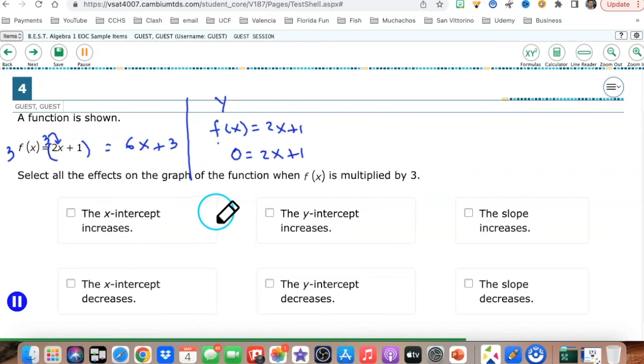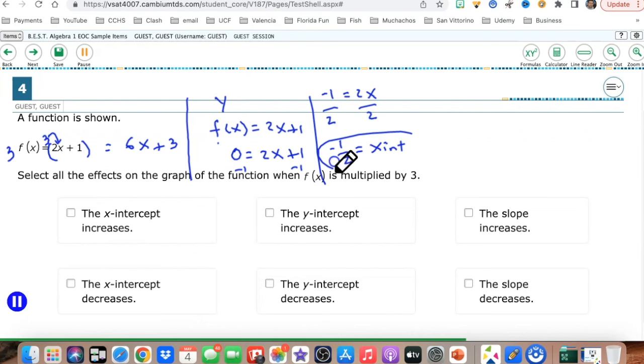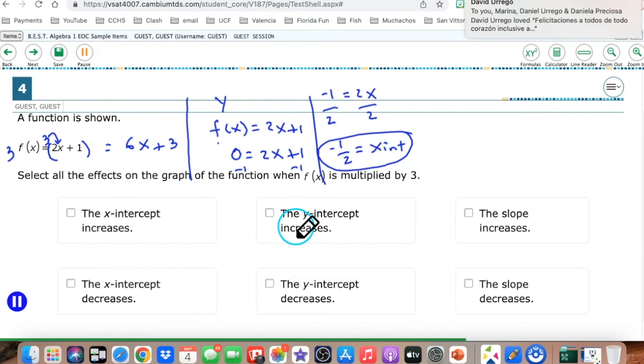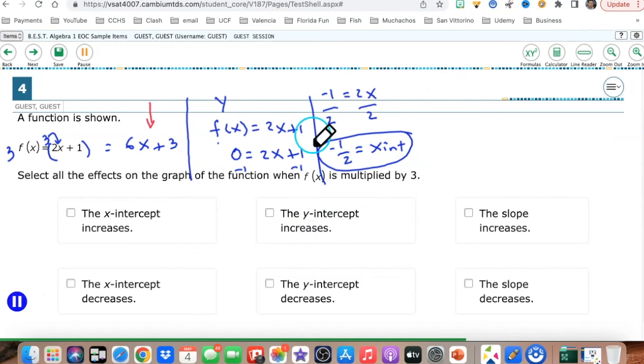From here, I need to find the value of x. Minus 1, minus 1. That means I have negative 1 equals 2x, divided by 2, divided by 2. And I'll get negative 1/2 is equal to my x-intercept. This is from my original function. I've got to do the same thing for my new function.